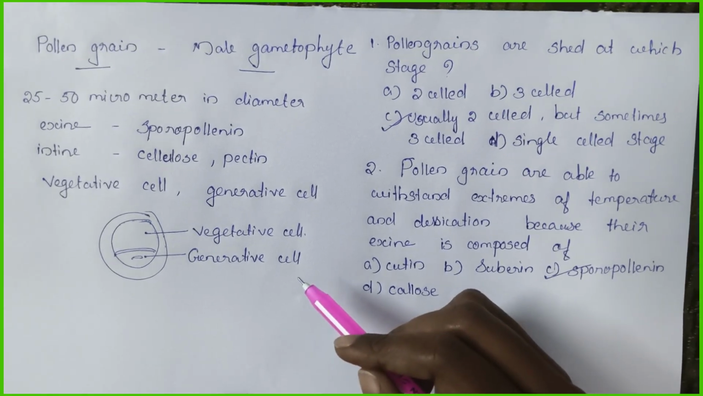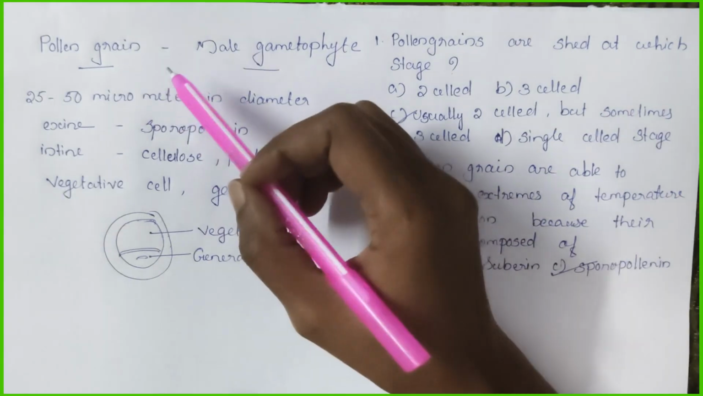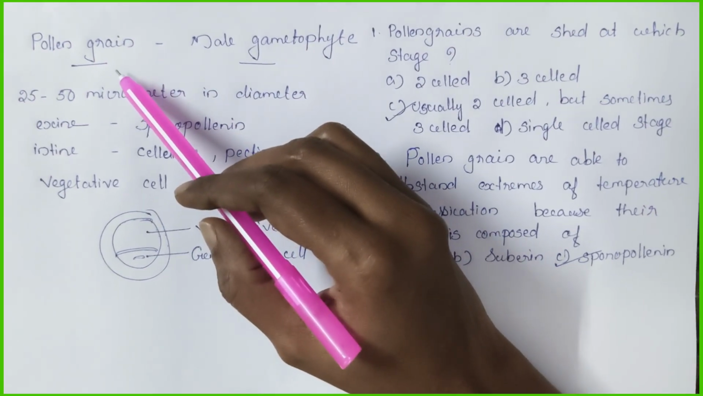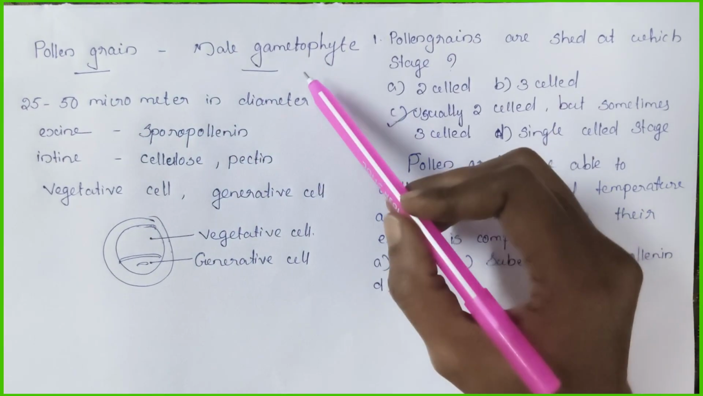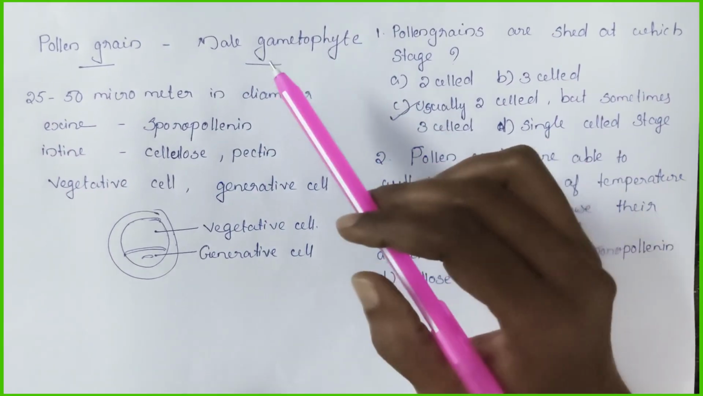Students, Sexual Reproduction in Flowering Plants Part 2. Today we are going to study the structure and function of pollen grain. As we know, pollen grain is the male gametophyte. Pollen grain is called male gametophyte.